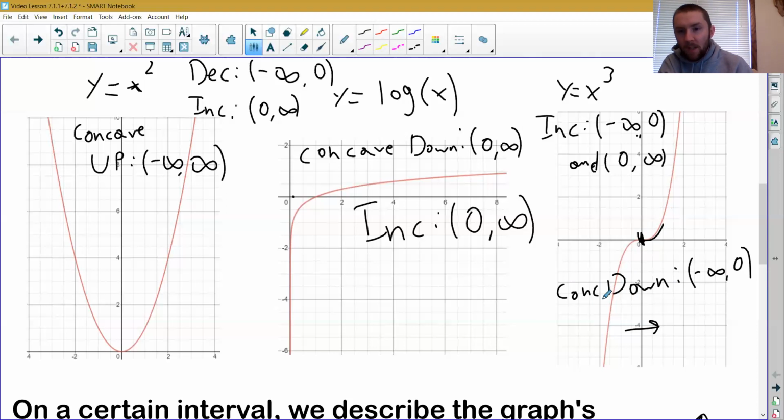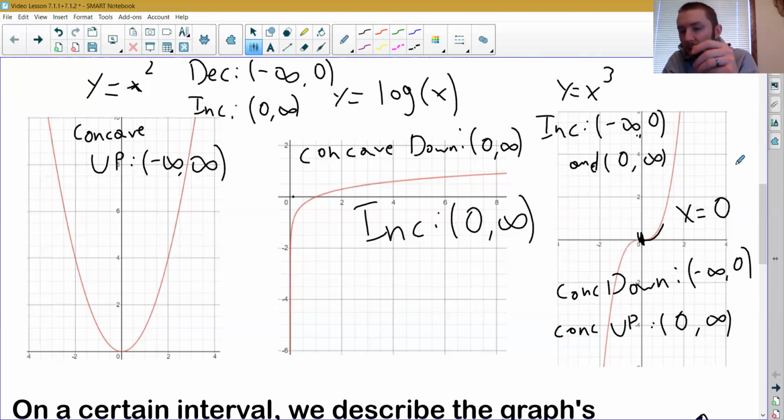So it becomes concave up once we hit 0. So what I say is concave up from 0 up to infinity, okay? And where the concavity changes, in this case, x equals 0, is what we call a point of inflection. Okay, that is in your math notes box underneath number 5, so you'll want to write that one down.